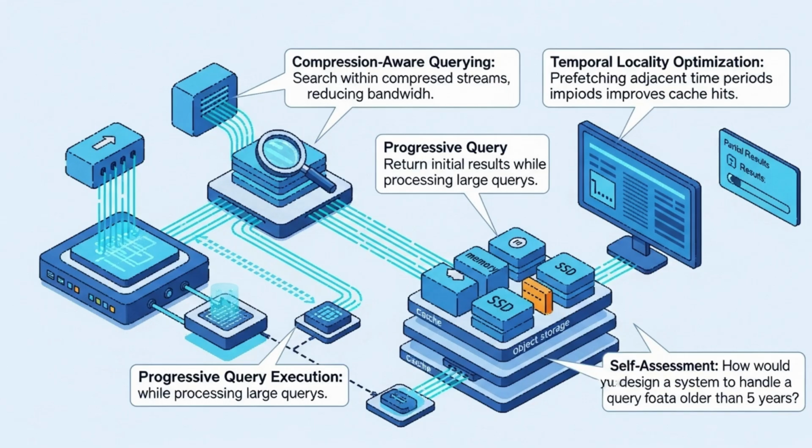Another powerful pattern is progressive query execution. For very large time ranges, instead of making users wait, you present initial results immediately while continuing archive processing in the background. This provides instant feedback and a much better user experience. These insights, combined with the architectural components we discussed, empower you to build robust data restoration systems. You can now approach historical data retrieval with a clear understanding of complexities and solutions.